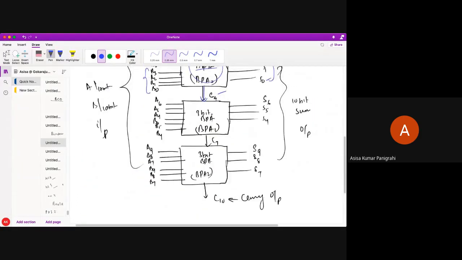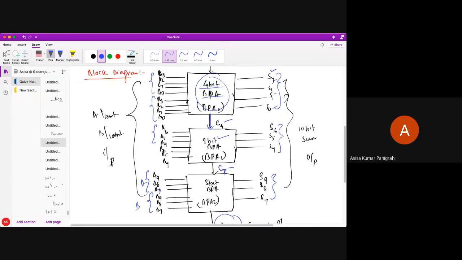Now you can see this C4 as an input to this 3-bit BPA, and it takes the remaining 6 bits, A6 A5 A4 and B6 B5 B4, and it generates the sum S6 S5 S4, and finally it also generates carry output C7, which will go to the next 3-bit BPA as an input carry. So A9, A8, A7 are the last 3 bits of the MSBs, and B9, B8, B7 are the B bits of the MSBs, and finally it generates S9, S8, S7, and the output carry C10. So this is the way I can design a 10-bit BPA.